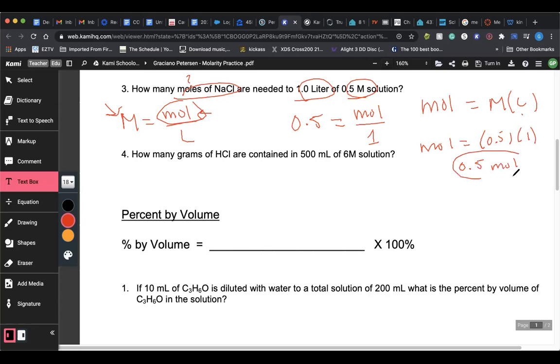I was just looking at that too. Yeah, I had that written down. That makes sense though. So yeah, the biggest thing about these questions is going to be figuring out what it is that they want from us, right? And then rearranging the formula accordingly. So we just need 0.5 moles.